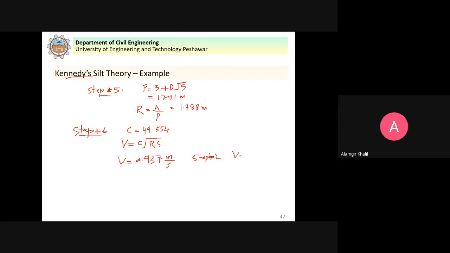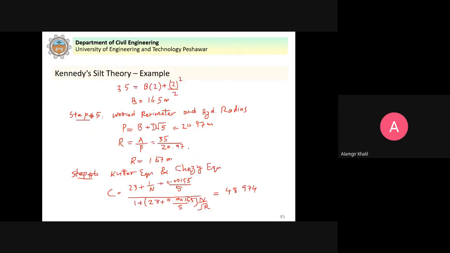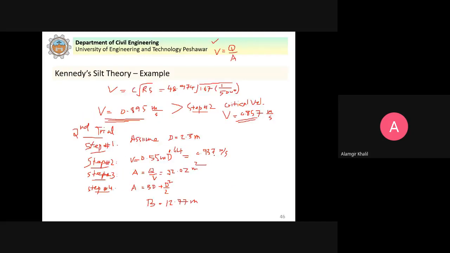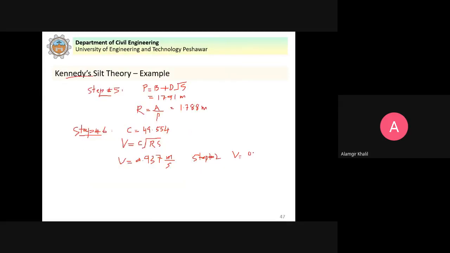In step 2, we have the critical velocity as how much? 0.937 meter per second. So now it means that the actual mean velocity is equal to the critical velocity, that is non-silting and non-scouring. So the condition required is fulfilled. So it means that no further trial is required. So the solution terminates.